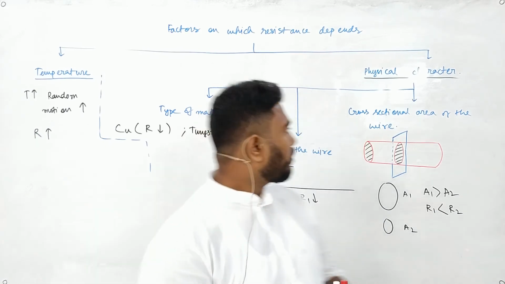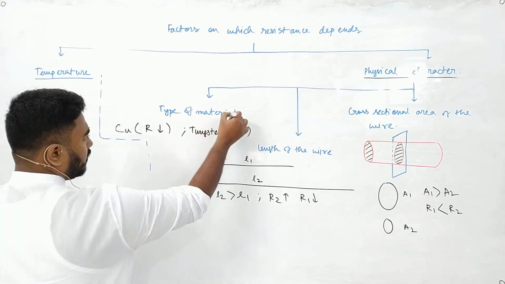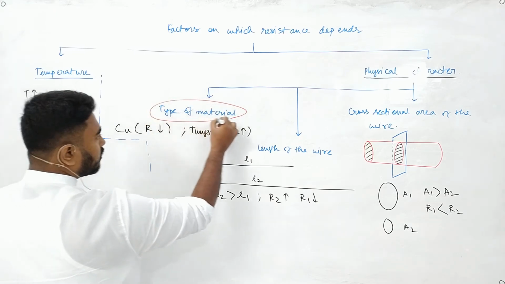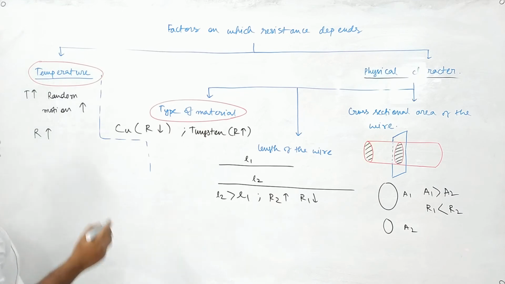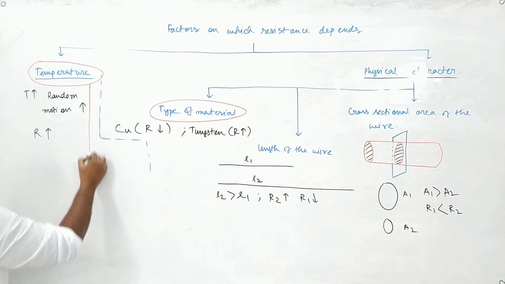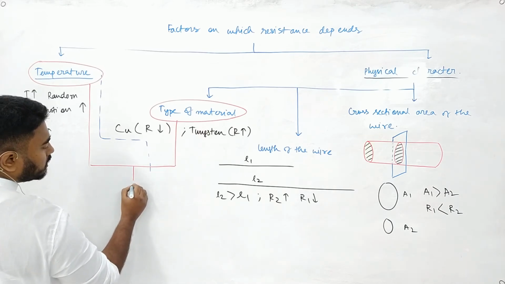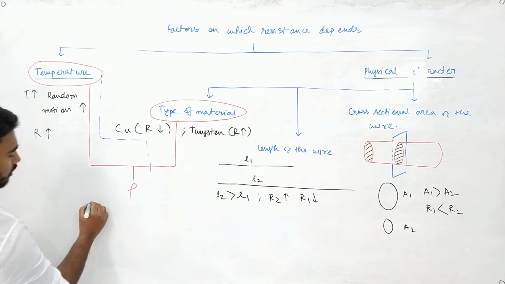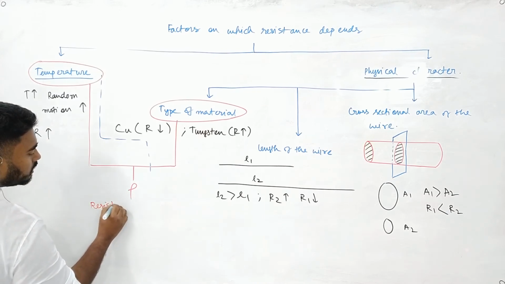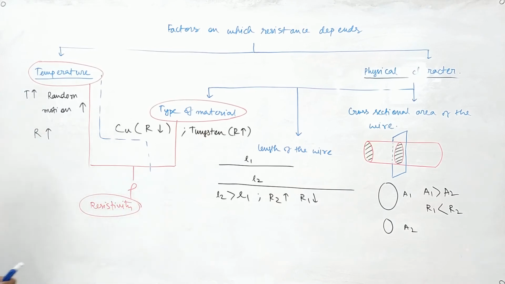So we have learned about all these factors. Now these two factors, type of material and temperature, together deal with a substance known as resistivity. What do they deal with? Resistivity. We will be learning about resistivity soon.